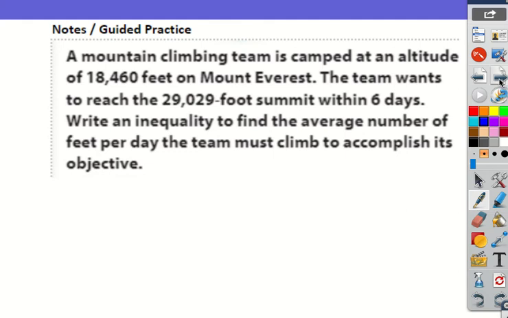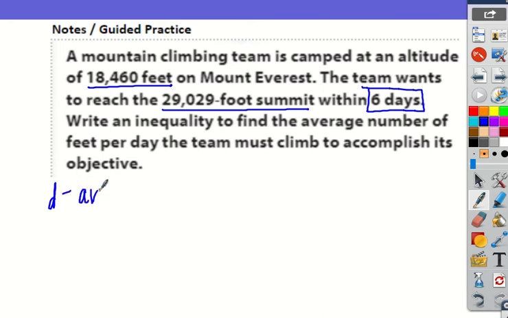So the first problem: a mountain climbing team is camped at an altitude of 18,460 feet on Mount Everest. The team wants to reach the 29,029-foot summit within 6 days. Write an inequality to find the average number of feet per day the team must climb to accomplish this objective. The first thing is we have to identify what we're trying to find. In this case, we're going to use D for our variable because D is going to represent the average altitude.